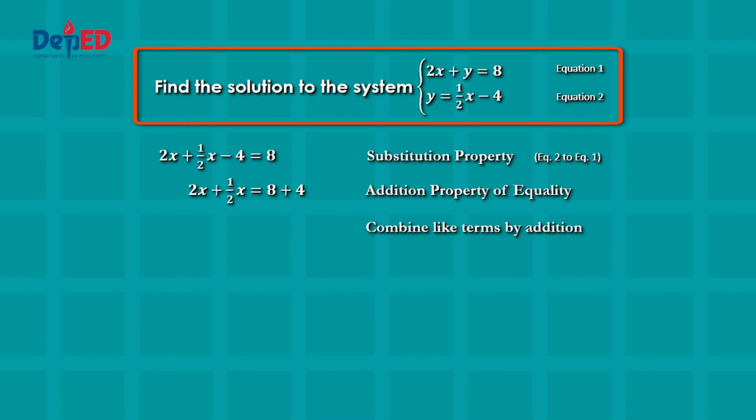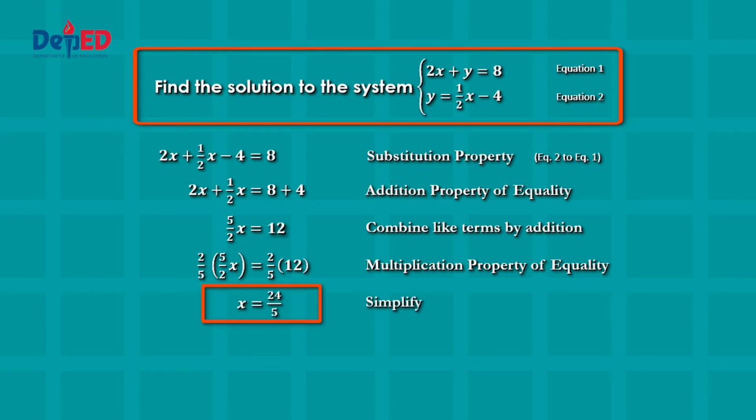Now let us combine like terms by addition. What is 2x plus 1/2 x? That is 5/2 x. Then add 8 and 4 to get 12. How can we solve for x if the numerical coefficient of x is 5/2? We can multiply both sides of the equation by the multiplicative inverse, 2/5. So we will have x equals 2/5 times 12, which is 24/5.